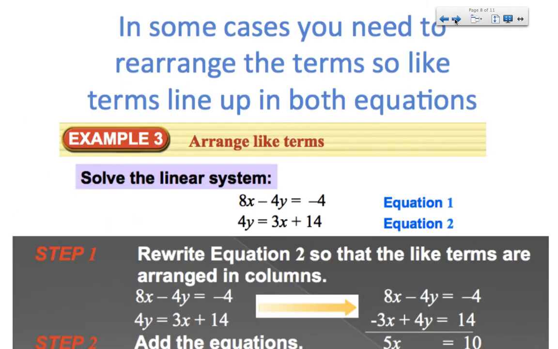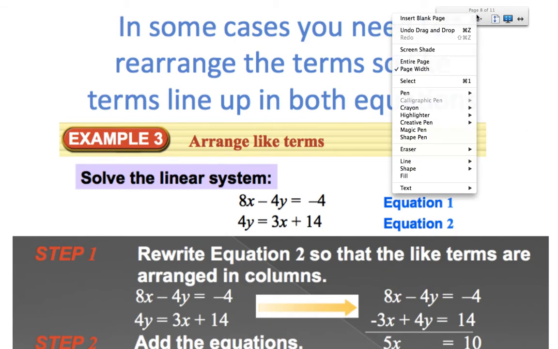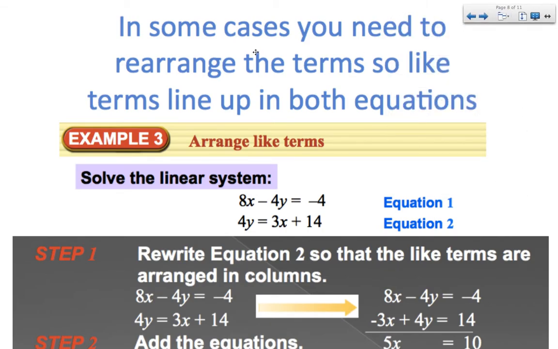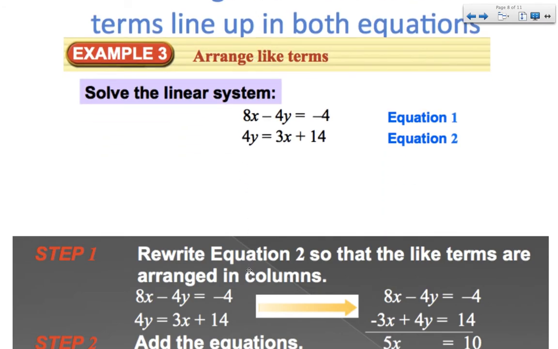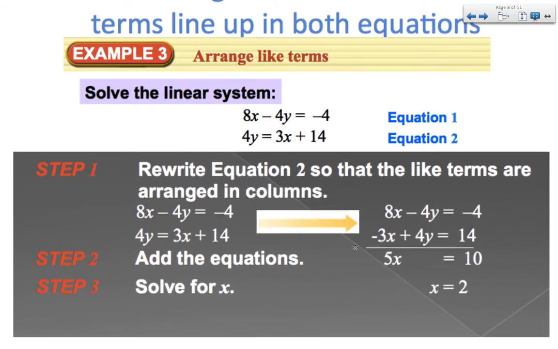After you've tried this one, let's take a look down here. Now for this one, sometimes you have to rearrange the terms because they don't put them all in order. So for example, we have 8x minus 4y is negative 4. This is in standard form. So we want to move this 3x to this side so that way they're in order. To do that, we're going to subtract 3x on each side. So we're left with negative 3x plus 4y is 14. Now they all line up.